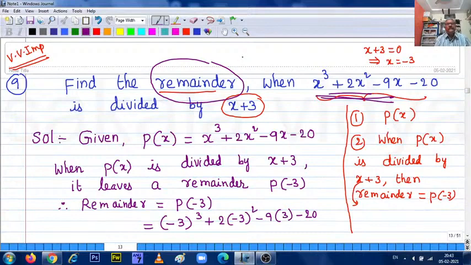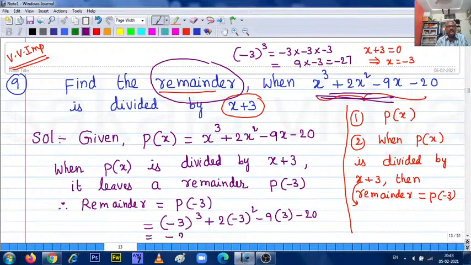See, minus 3 cube is minus 3 into minus 3 into minus 3. Minus 3 into minus 3 is 9. 9 into minus 3 is minus 27. So my dear students, please remember, minus 3 whole cube is minus 27.